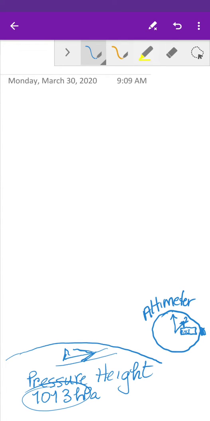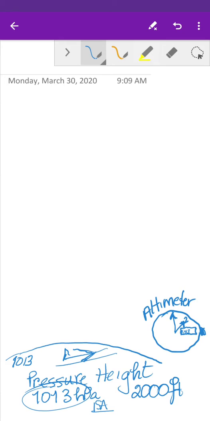Now, let's say when you put 1013 into the dial here, the aircraft gives you the value 2000. Well, then that's the pressure height of the plane at that time. It is not the altitude of the airport. It will be the altitude of the airport if the pressure at the airport actually is, at that moment, the same as ISA, International Standard Atmosphere.